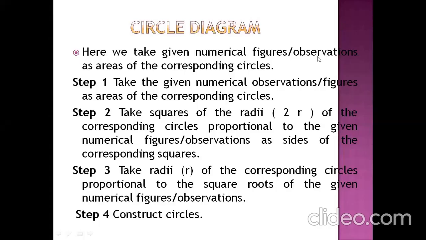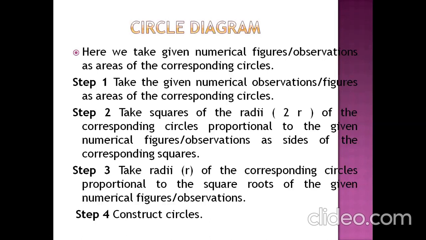Now coming to third 2-dimensional diagram, that is circle diagram. Okay. So circle diagram is an alternative to square diagram. It is also used to present the values differing widely in their magnitude. Okay. So these are the steps. As the name itself indicates, it will be in circle shape, and we have 4 steps to follow.